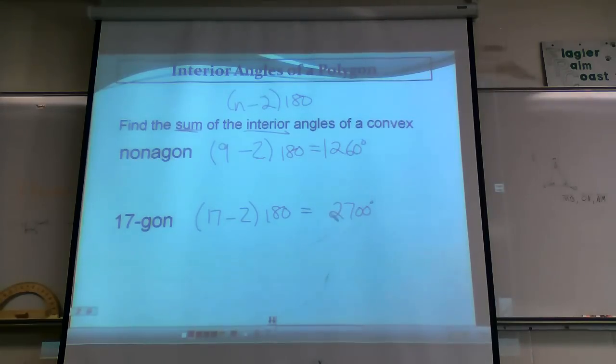So the problems aren't necessarily going to be difficult with this, guys, but you need to be able to know how many sides are in the name, and you need to know which formula you use. Again, key word here: sum.